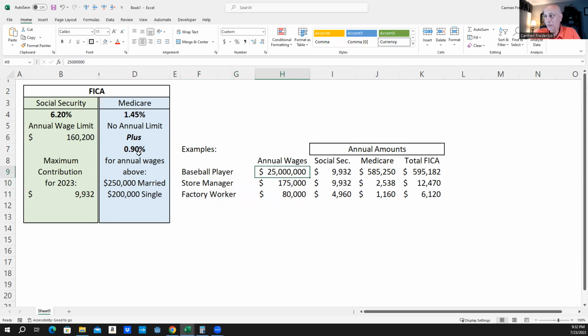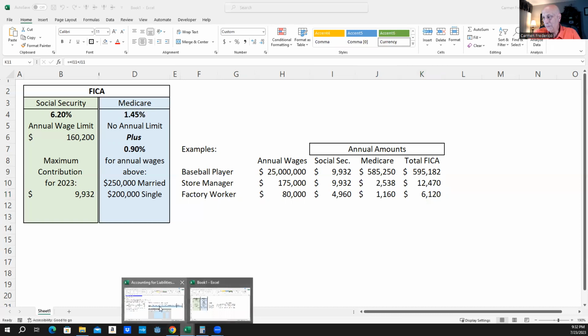Well, a baseball player is making well over $250,000, so they're paying not only the 1.45% on the 25 million, they're paying the excess of the 25 million over the $250,000 if they're married filing joint, or $200,000 single. So you can see the baseball player is paying almost $600,000 into the system, with the store manager at $12,470, and the factory worker just over $6,000. Okay, so you can see how Social Security is a little complicated, and it has two tiers. One other thing about Social Security is that it's a matching contribution. The employer will match whatever they take out of your check.